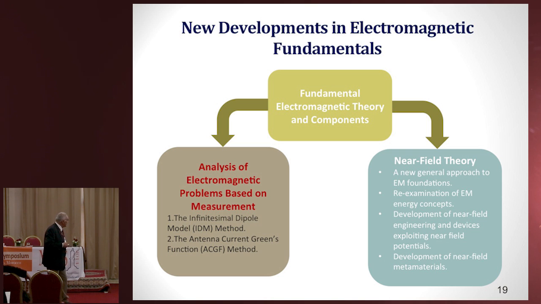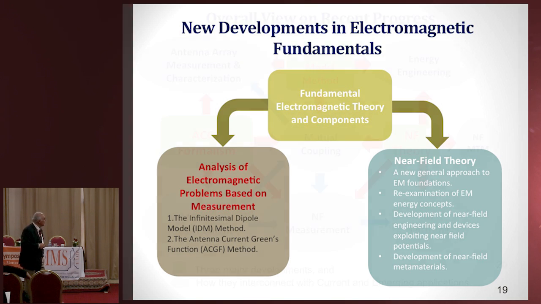So having known one antenna, then you get to the analysis of interaction between antennas. And here I will focus on two things: a new model, the infinitesimal dipole model, and I'll show you an example doing that. And then the new concept that I talk about is called the antenna current Green function. This is a very new concept, and I'll just explain in general, without going into too much detail, what it is.